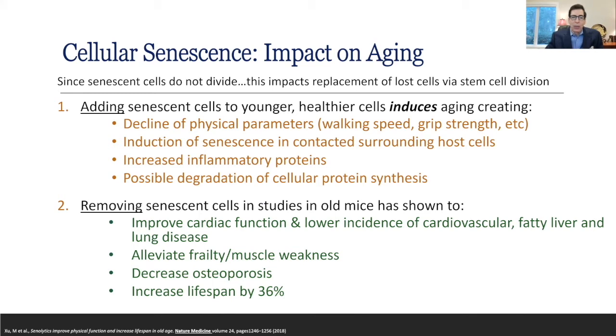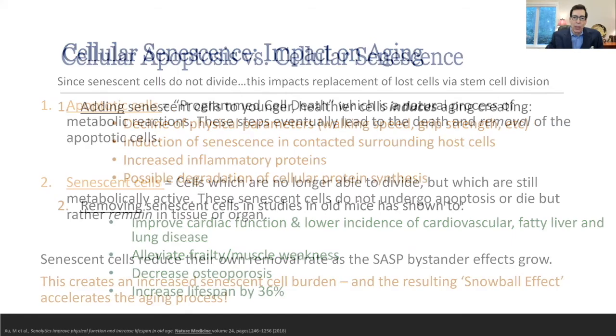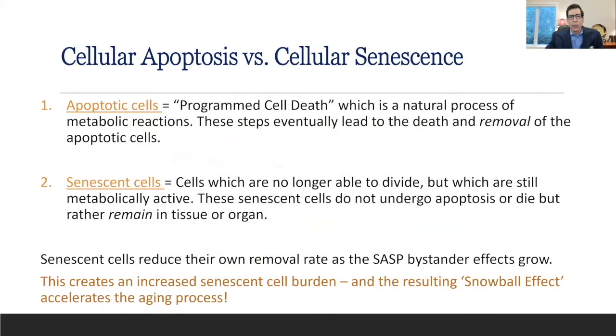Unfortunately, as humans, we have not seen these transfer over to the studies yet. So very hopeful, but we need more human studies. So to return to the cell pathways, the cell pathways of apoptosis versus senescence have important differences.